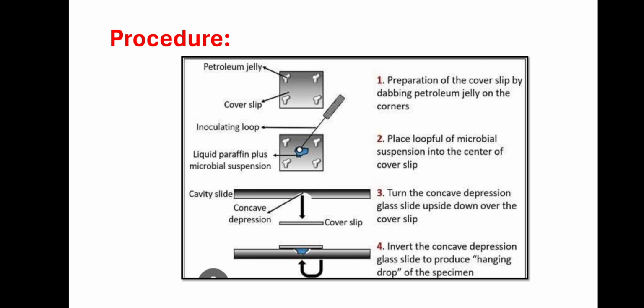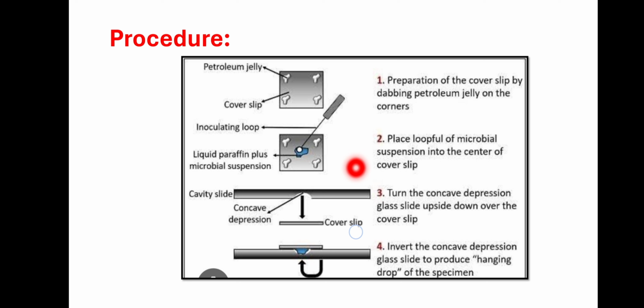Procedure for this motility test: the first step is the preparation of the cover slip by dabbing the petroleum jelly on the corners. That is, we are going to place the petroleum jelly on the corners of the cover slip. Next step, place a loop full of microbial suspension into the center of the cover slip.